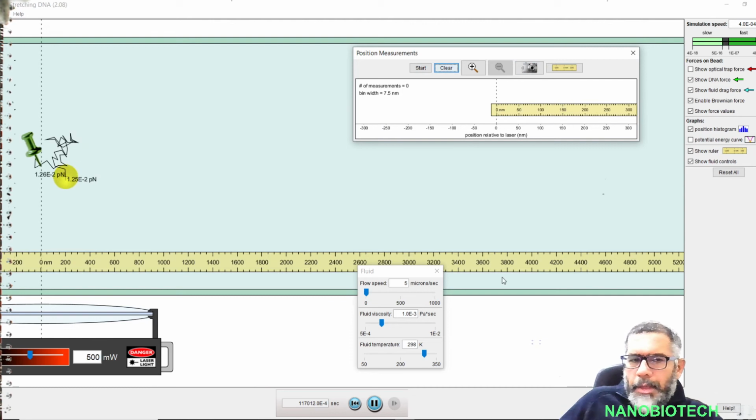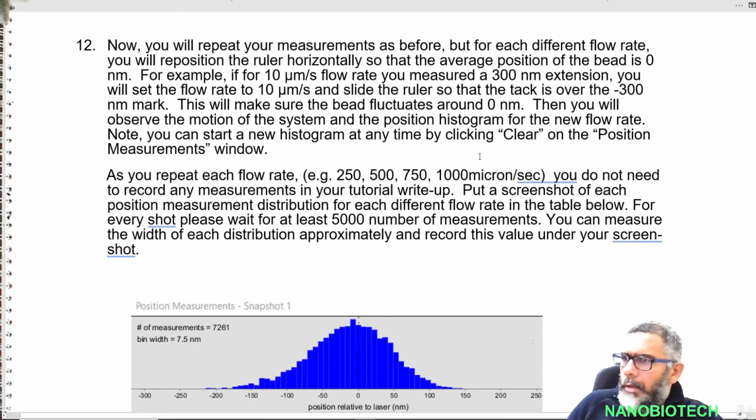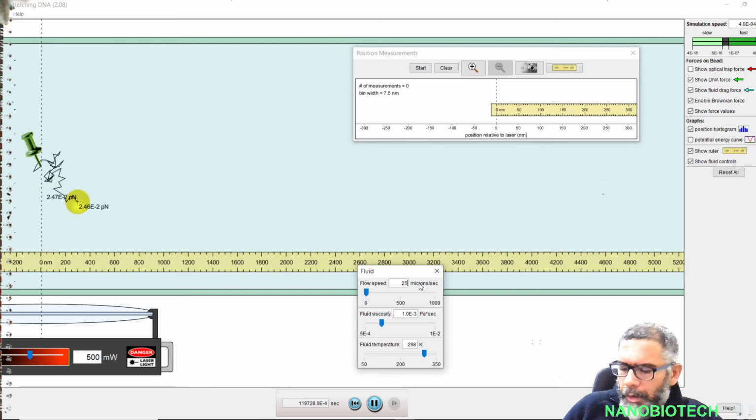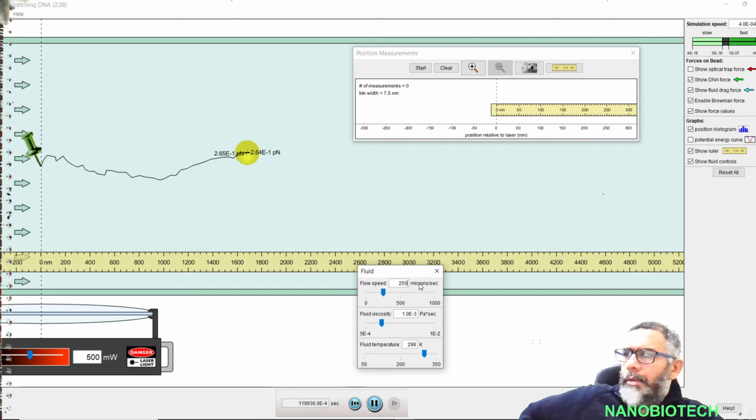But in this part, you are first going to give some flow speeds, but these flow speeds will be large, as large as 250, 500, 750. You might use these 4 big flow speed ranges. Let me show 250 first. Let's first give a 250 micron per second flow speed, which is very large.